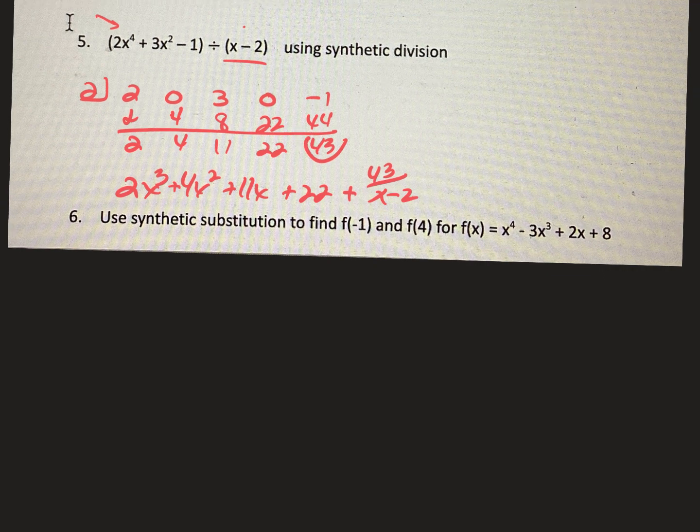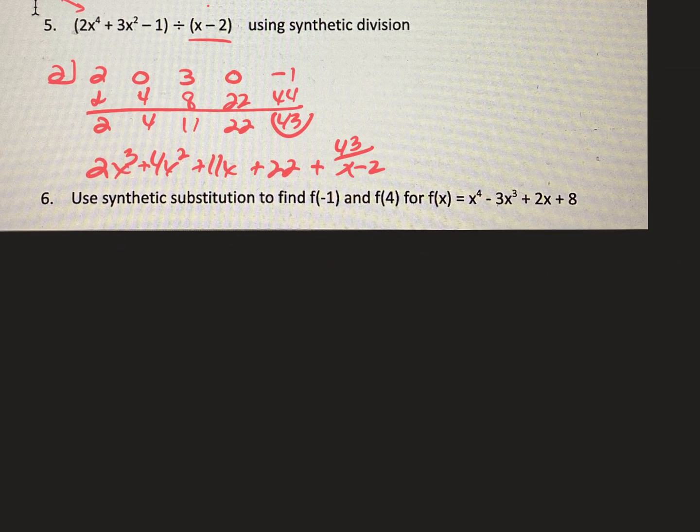Number 6, use synthetic substitution. You got to show your work here to find f of -1 and f of 4. So if they give you f of -1, you actually put the -1. Don't change the sign. Put the -1 in the box. I need a 0 where the x squared would be.